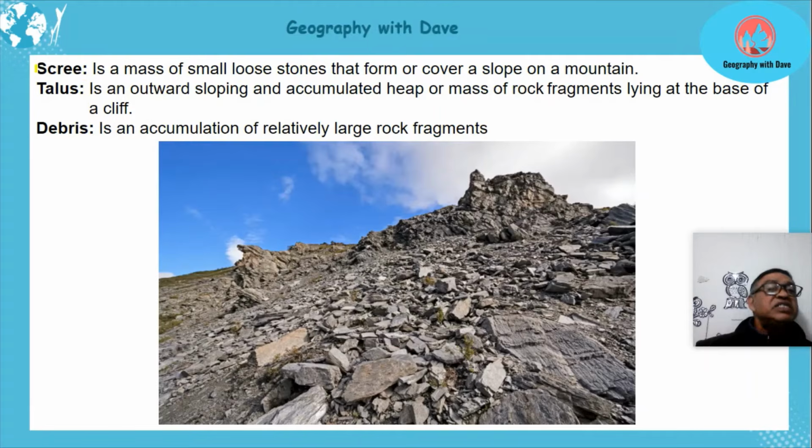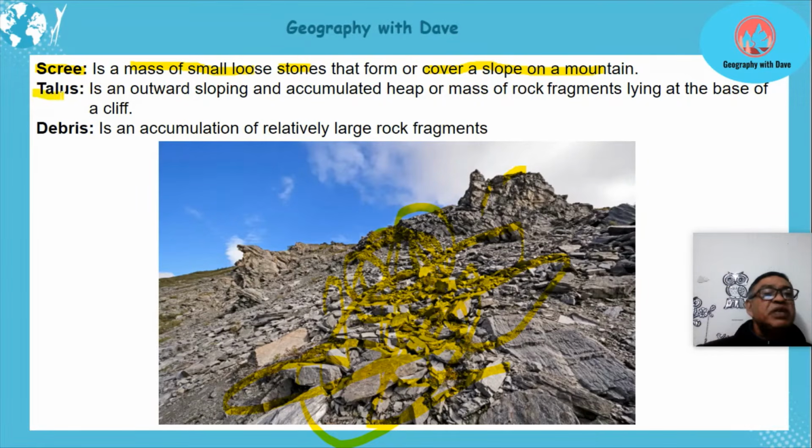Then the word scree is a mass of small loose stones that form a cover or cover a slope on a mountain. So can you see here? You may have the crest there, you may have the cliff here, and there's your deposition happening. All right, if you did your slope elements, there's your scree slope. All this loose material. So this is actually scree in this little picture. Can you see it? That has been eroded and is getting deposited there.